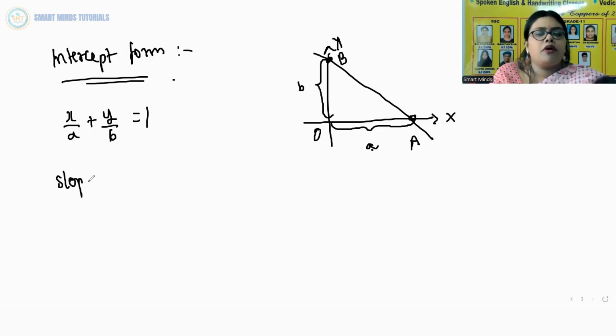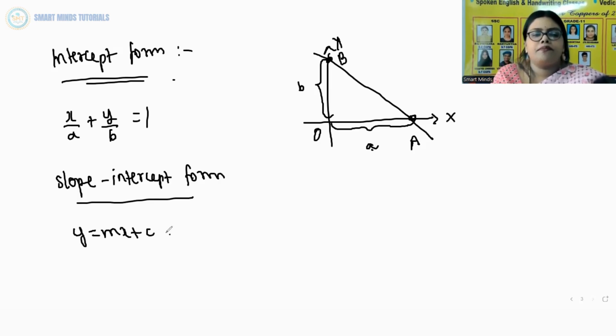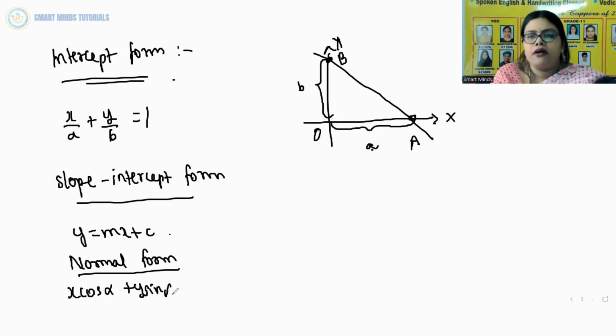Now, if I want to convert the equation into slope-intercept form, what is slope-intercept form? y is equal to mx plus c. And what is normal form? If they ask you to convert the given equation into normal form, that is x cos alpha plus y sin alpha is equal to p. These are the different forms of a straight line.